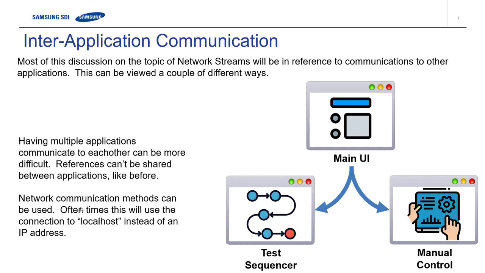separate applications. But when you're doing this, you no longer can use queues and user events and global variables and those kinds of things because they're in different application instances. They're in different memory spaces, so they don't share references. So we have to start thinking about other ways to communicate to them. And over the network is a pretty common one that can connect over localhost instead of an IP address. And localhost will just mean this computer that's currently running.